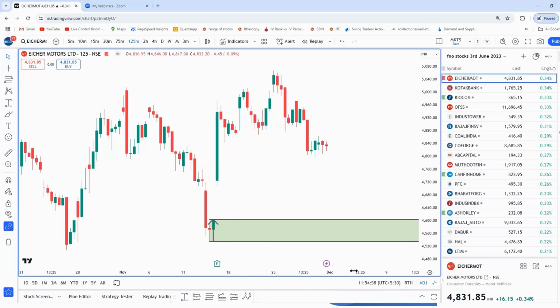So do the quality check. Level fresh? Yes. Level strong? Very strong. How many base candles? Only 2 base candles here. So you can set your alert. When price comes back to this demand zone, we can initiate a long trade. So keep an alert, friends. These are probable trades which you can observe.